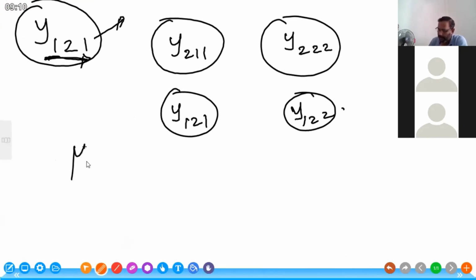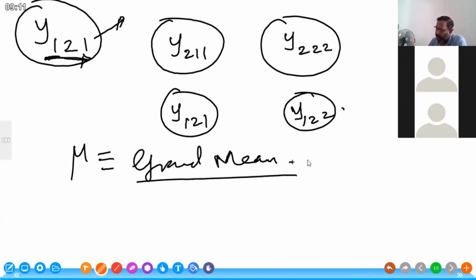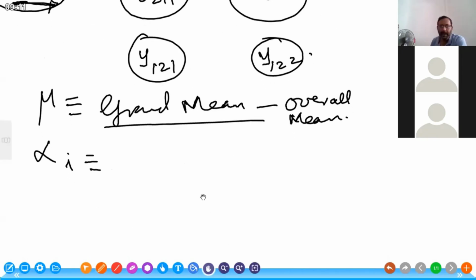Right. Now, tell me, what is this second component? This is not new to you. Everybody is familiar with this. Grand mean. So this is the grand mean, or it is sometimes called the overall mean. The third component, alpha i. What is that? Now, i is not treatment. i is referring to factor A.